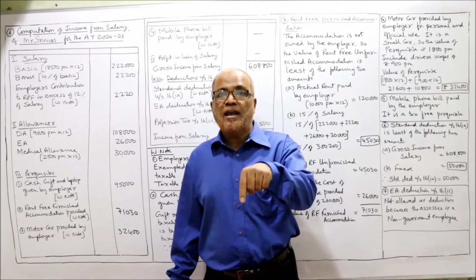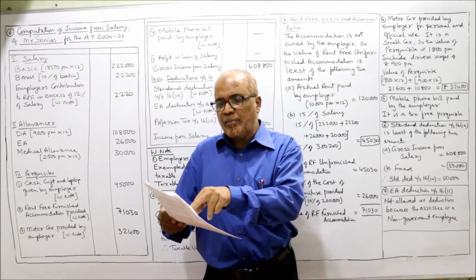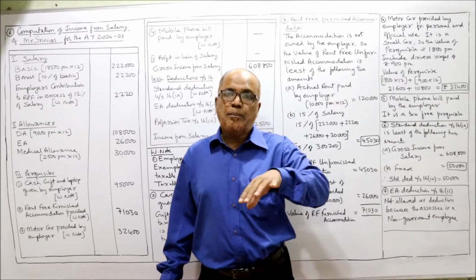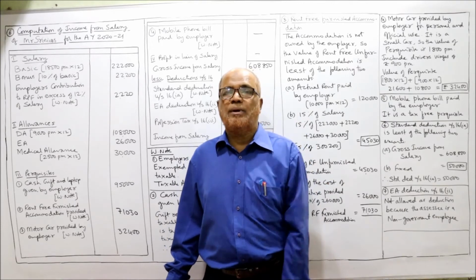If it is hired, we don't require the population. In this problem, it is given that rent is paid by the employer. Rent paid by the employer means it is a hired accommodation. It is not owned by the employer.